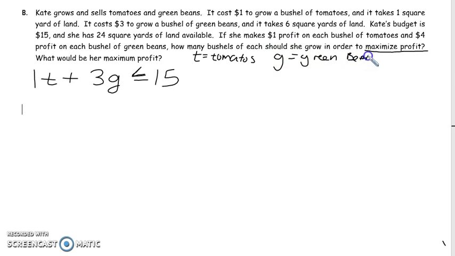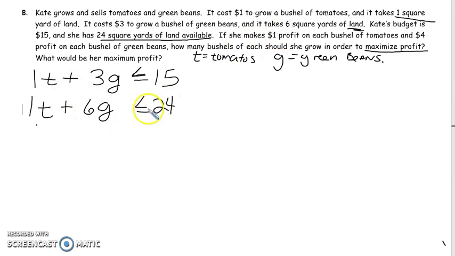Second equation should deal with the total amount of land she has. In this case, she has 24 square yards of land available. So that's our total. We want to stay at or below 24. So let's use the information we have about yards of land. 1 square yard of land for tomatoes. So 1T plus how much for beans? I think it was 6, wasn't it? Yeah, 6 square yards for beans. 6G for green beans, and we have to stay under 24. I don't see any other constraints, but it does tell us the profit.